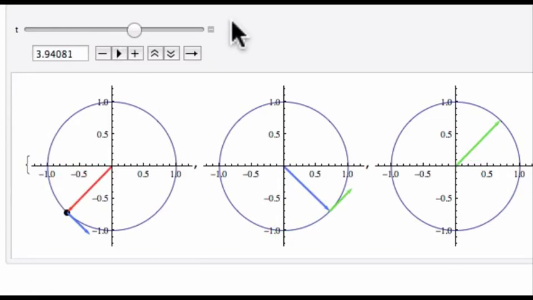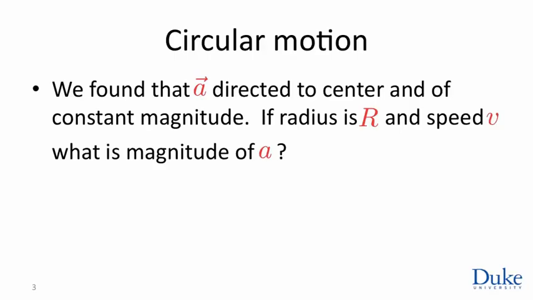So the acceleration at any given time is in fact pointing directly to the center of the circle. If you ask, in which direction is this object moving? It's moving along the circle. In what direction is it accelerating? That way, towards the center. So we found that moving in circular motion at a uniform speed, you're experiencing an acceleration of constant magnitude, always directed towards the center of the circle.